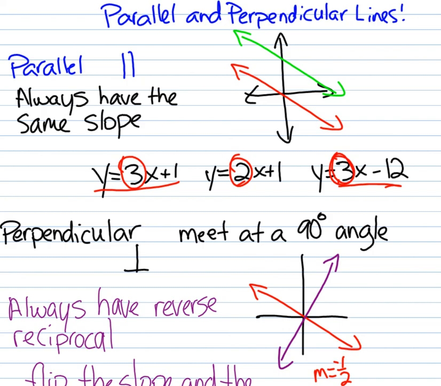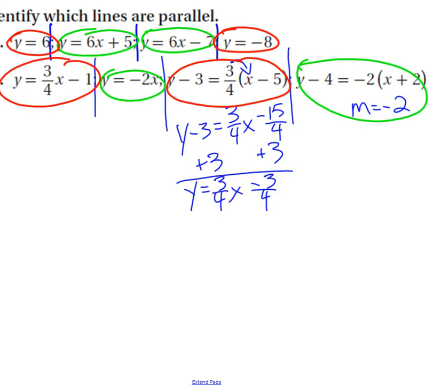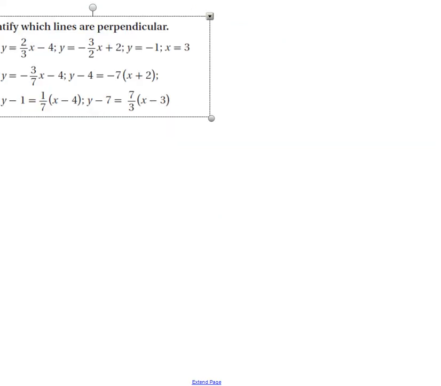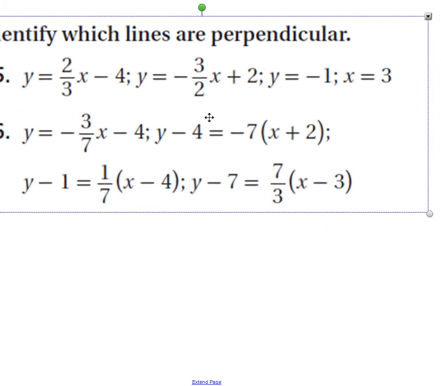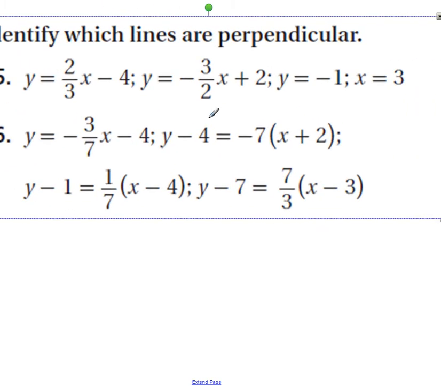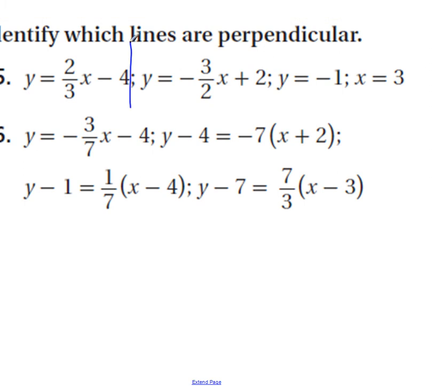That's it. Okay? All right, let's take a minute. So you're looking for which of these are perpendicular. Let's take a minute.